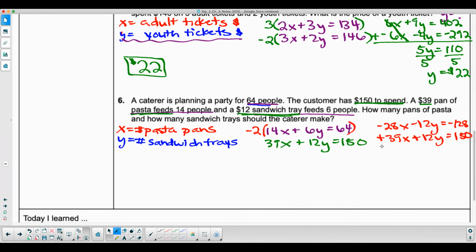From here, we add our equations. So we get -28 plus 39, that's 11. So 11x, and -12y and positive 12y is 0. And this is equal to -128 plus 150, which is 22. Then to solve for x, we divide by 11, and we get x equals 2. So according to that, we should buy 2 pans of pasta.